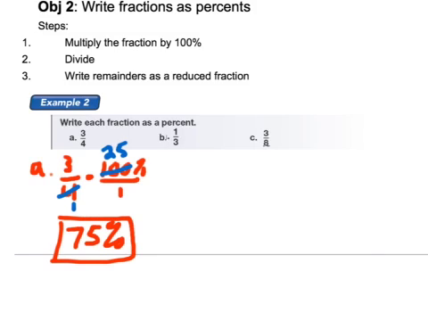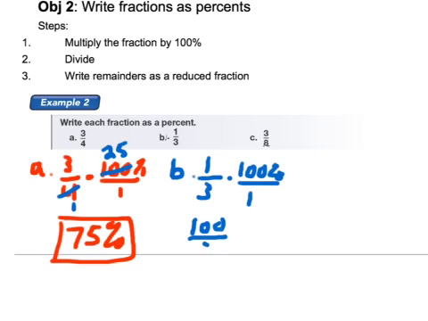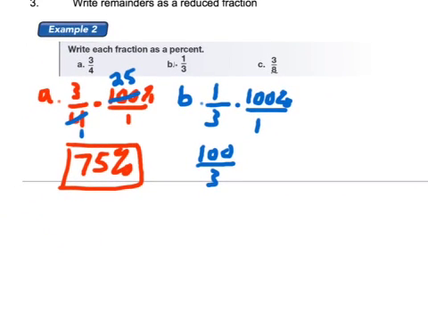Okay, let's go to part B. Part B, 1/3. Again, you're going to multiply the fraction by 100%. And you're going to put 100% over 1. Well, if we look here, 1 and 1 can't simplify, and 3 and 100 can't simplify, so we just have to multiply straight across. 1 times 100 is 100, and 3 times 1 is 3. Okay, now I've got to divide, because I can't leave this. So I'm going to take 100 and divide it by 3.